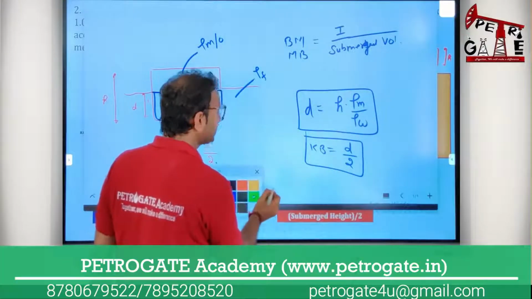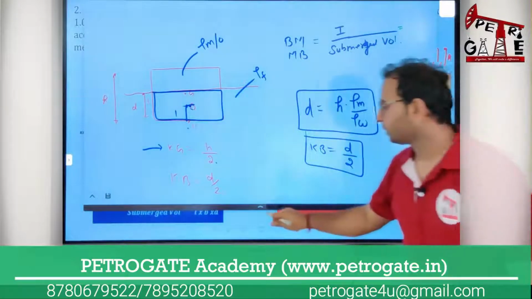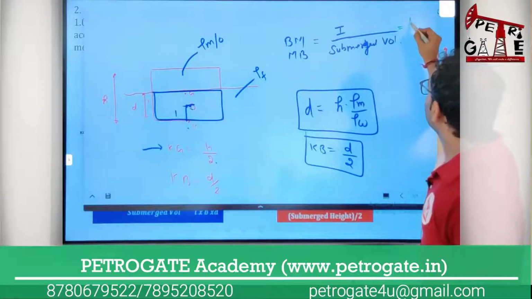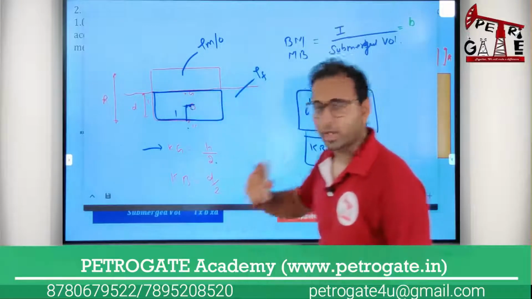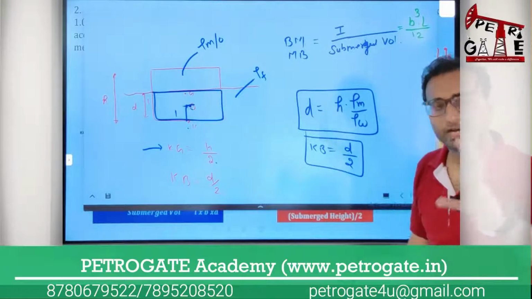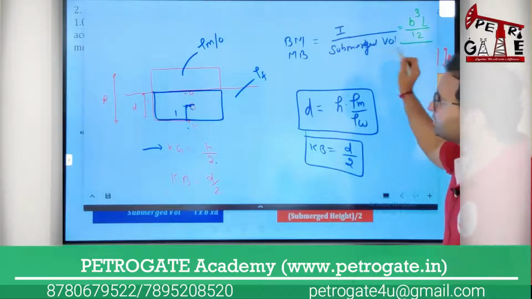Sir, how will I calculate the submerged volume? First of all, how will I calculate the moment of inertia? Moment of inertia means, with your length, breadth and height, it is breadth to the power 3 and your length upon 12. This is the moment of inertia of a rectangular body, no problem. Divide by submerged volume.